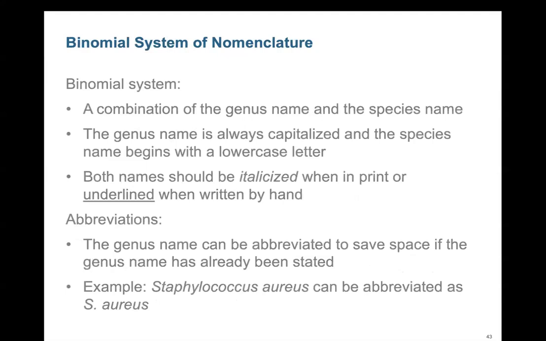As far as naming is concerned, we have what we refer to as the binomial system. And this is going to include two names in the whole naming scheme, and that's going to be the genus and species. The genus name can be abbreviated to save space if the genus name has already been stated. So for example, instead of saying Staphylococcus aureus, it can be abbreviated as S. aureus.